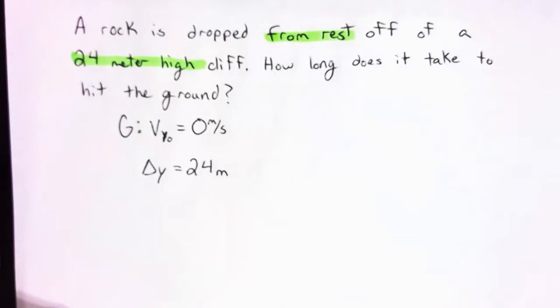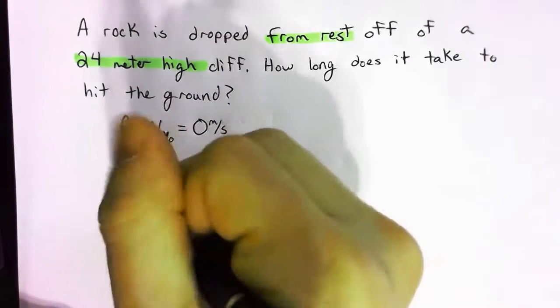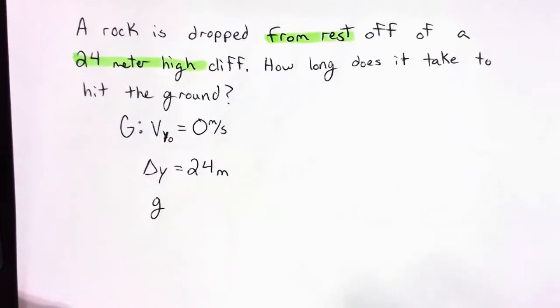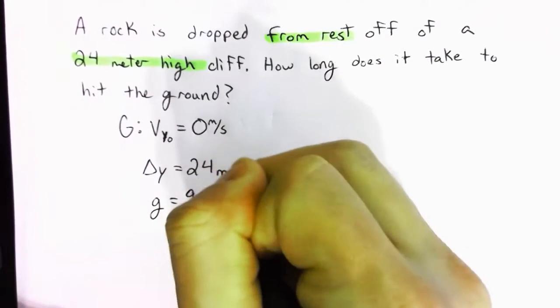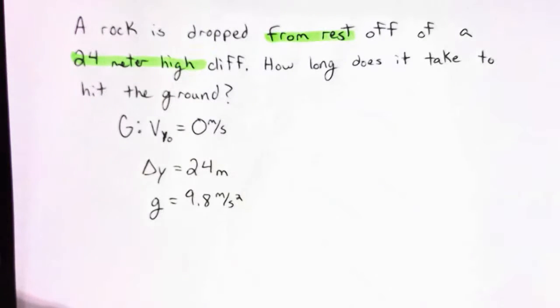And that's just how long does it take to hit the ground, so that's an unknown, but because it's being dropped, we do have one more given value, and that is the acceleration due to gravity. So we'll say g, which we can write usually if we're talking about gravity, or you could write ay if you prefer, and we'll use 9.8 meters per second squared. So those are our three given values.